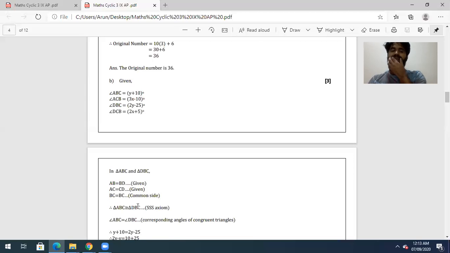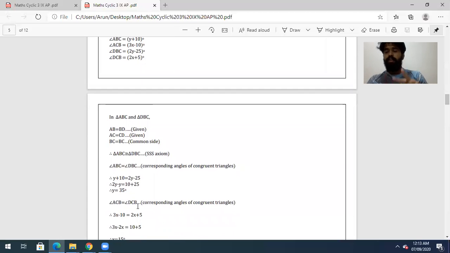So in triangle ABC and triangle DBC, you can observe AB is equal to BD is given. AC is equal to CD is also given to us. So AB is equal to BD given, AC is equal to CD given, and BC is a common side for both the triangles. So all the three sides of the two triangles are equal. So therefore triangle ABC is congruent to triangle DBC with the SSS axiom. So since the two triangles are proven to be congruent, we can say angle ABC will be equal to angle DBC. Reason, corresponding angles of congruent triangles.